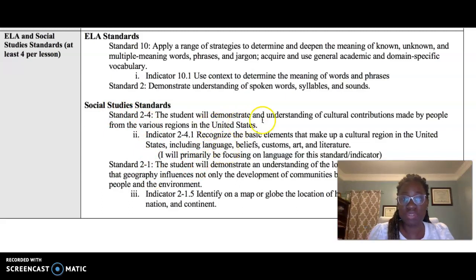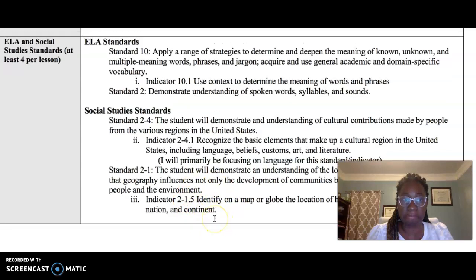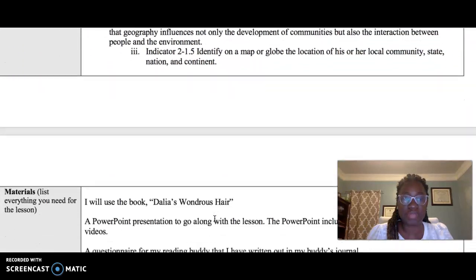The student will demonstrate an understanding of cultural contributions made by people from various regions, through art, through language. So here she has language; I'll be primarily focused on language for this standard. The student will demonstrate an understanding of the local community, as well as the fact that geography influences not only the development of communities, but also the interaction between people and the environment. So I'm sure she's going to have some sort of geography in her lesson plan. Okay, let's keep on moving.